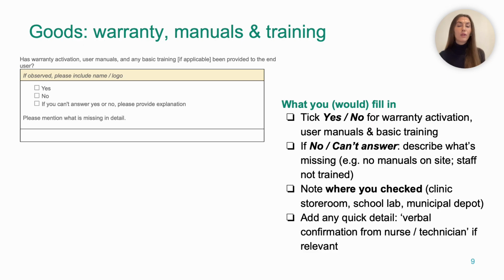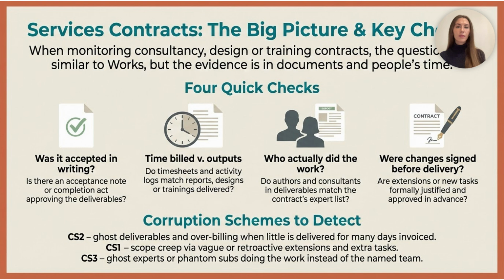So again, your role as monitors is to write short factual notes. Now, this kind of neutral description tells a very clear story about whether the contract has been fulfilled beyond just the invoice. Now let's switch to service contracts. Services are tricky because there's no actual physical object you can measure with a tape. Instead, you're dealing here with deliverables such as reports, designs, training sessions, time, which is expert days, hours and meetings, and people, so the named consultants or experts who are supposed to be doing the work.